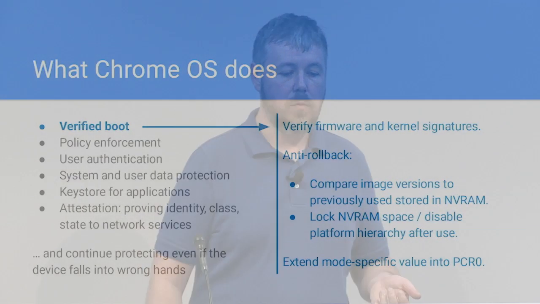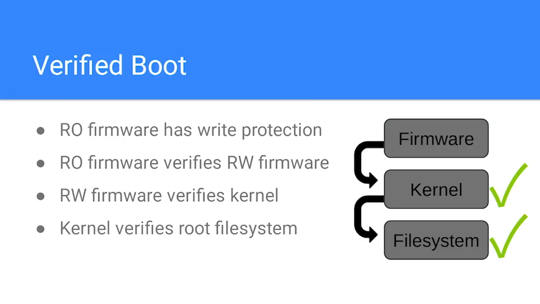So now let's see what Verified Boot actually does. At a high level, it's a pretty simple thing. There are several parts of the software and firmware that run on the Chrome OS device. We start with the read-only firmware, which sits in the read-only space and is protected by a special write protection flag, which you can only get access to either with physical access to the device, or through a hardware root of trust or a security chip.